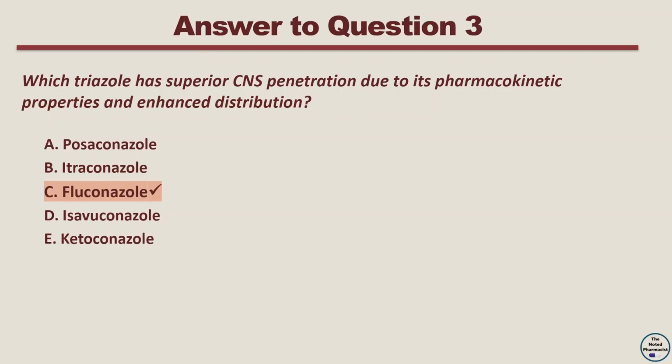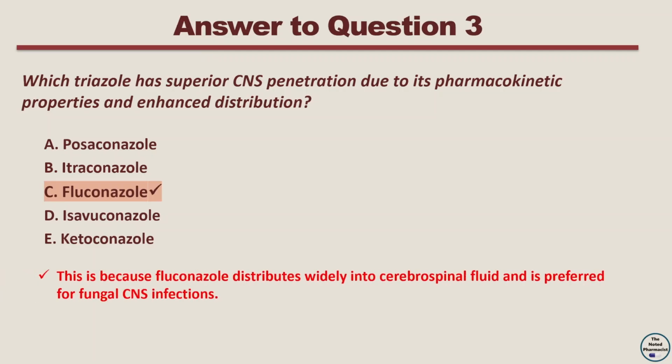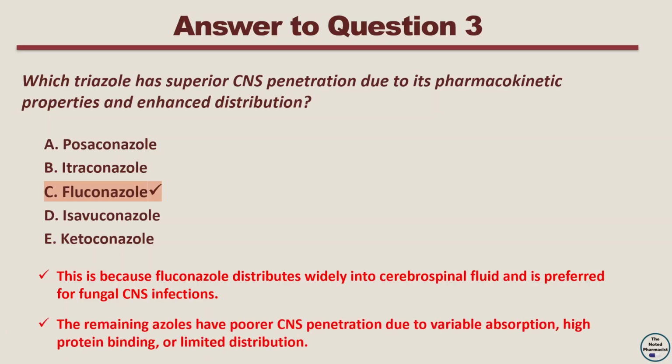The correct answer is option C. Fluconazole. This is because fluconazole distributes widely into cerebrospinal fluid and is preferred for fungal CNS infections. The remaining azoles have poorer CNS penetration due to variable absorption, high protein binding, or limited distribution.